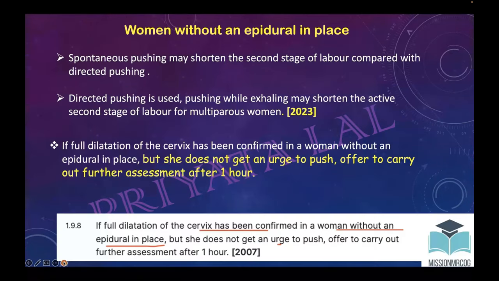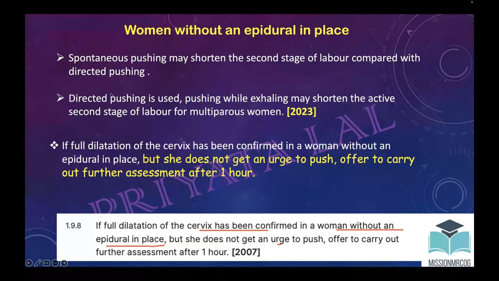Now in this guideline, they have put these terms also: spontaneous pushing and directed pushing. Spontaneous pushing means the patient is pushing spontaneously, and obviously, if the patient is spontaneously pushing, the second stage of labor is going to be shorter than with directed pushing. And what are directed pushes? You ask the patient to push while she is exhaling. This is directed pushing. So spontaneous pushing, as you understand, is always better than directed pushing.